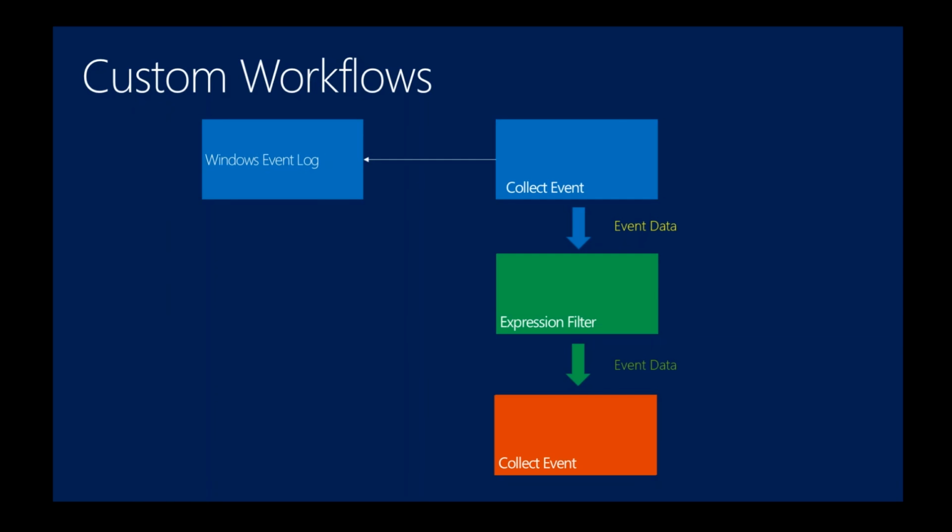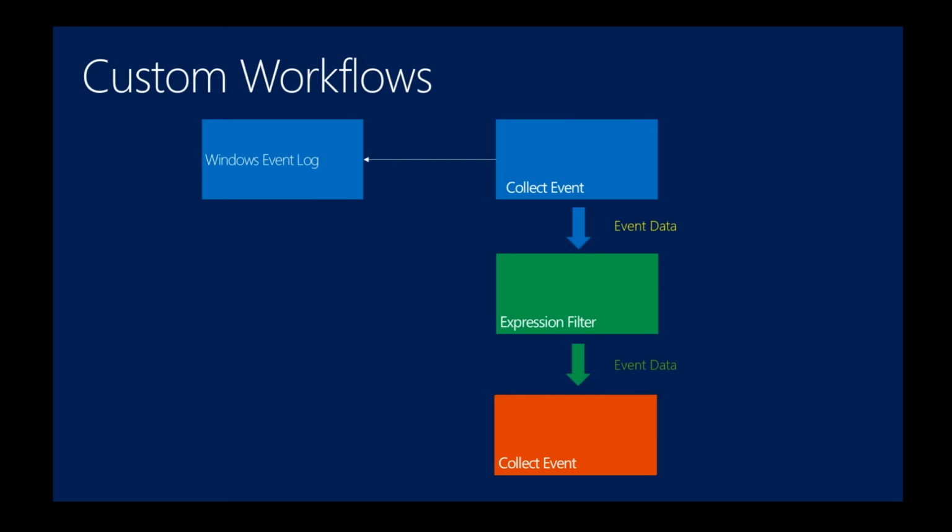So an event hits the event log, this module picks it up and throws it out to the next module. The next module is what we call an expression filter. The expression filter looks at that incoming event data and sees if it matches a condition. I'm looking for an event that matches this particular source with this event number. If that doesn't match, I'm going to throw it away. If it does match, I'm going to let it come on through. The last module there is a collect event module. That simply says, give me event data, and I'll go ahead and collect it.